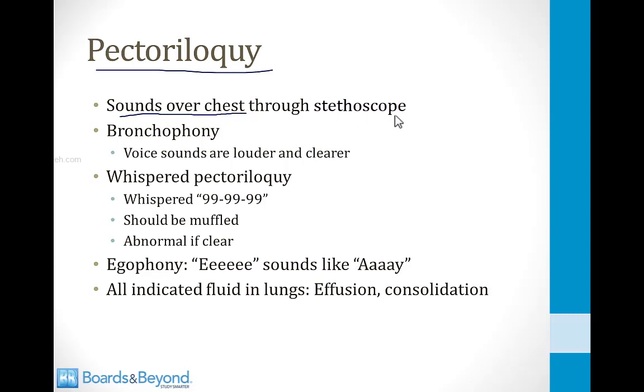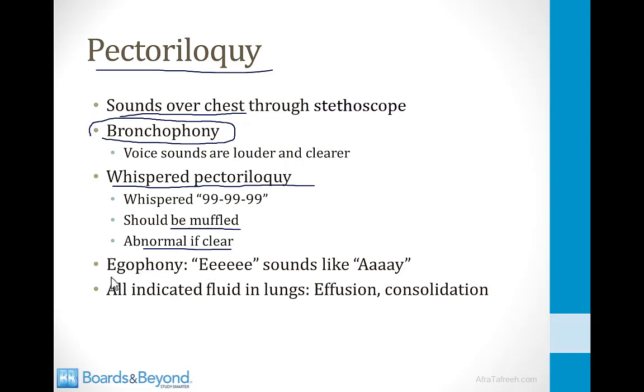There are a couple of subtypes of pectoriloquy. So one is called bronchophony. This is when voice sounds are louder and clearer when you listen to the patient's chest with a stethoscope. Another type is called whispered pectoriloquy. This is where you have the patient say 99, 99, 99 in a very soft whispered voice. It should come through the stethoscope muffled, but if it's clear, this is abnormal.